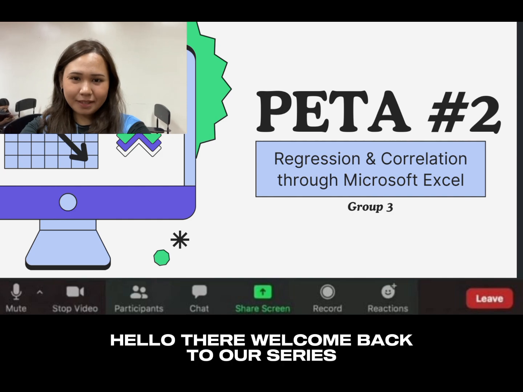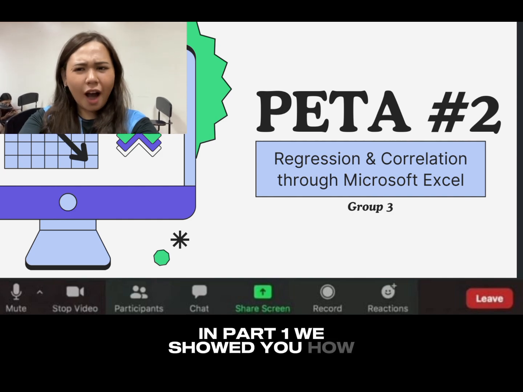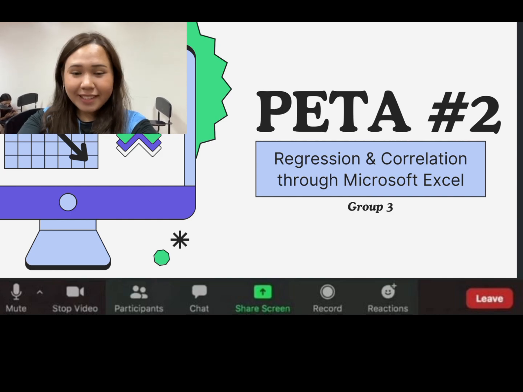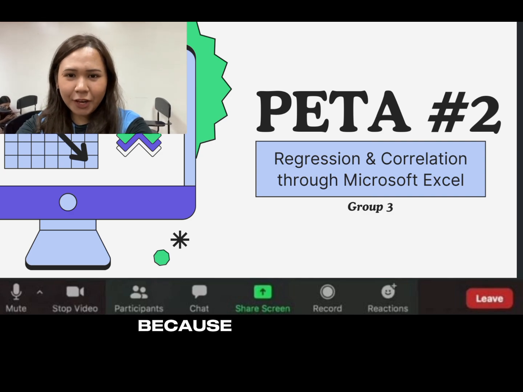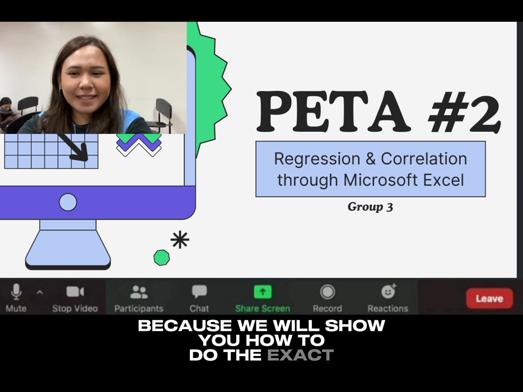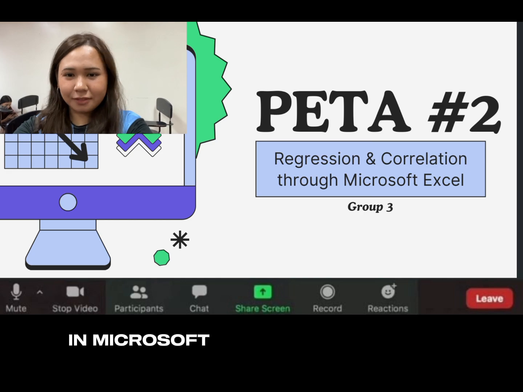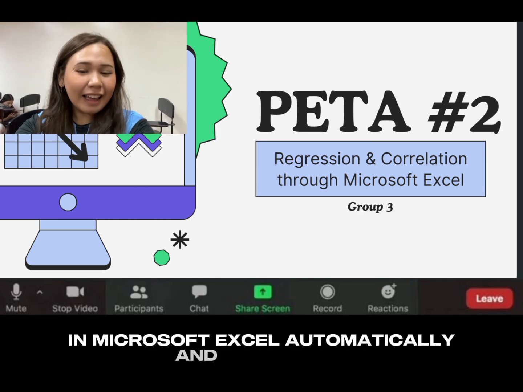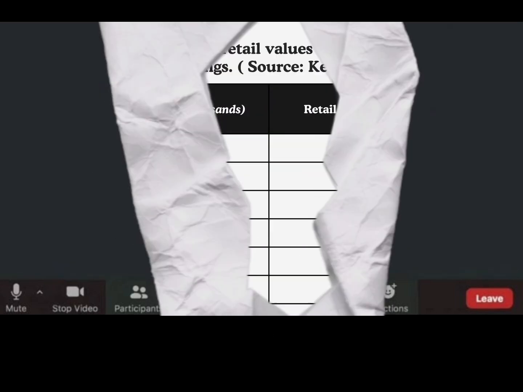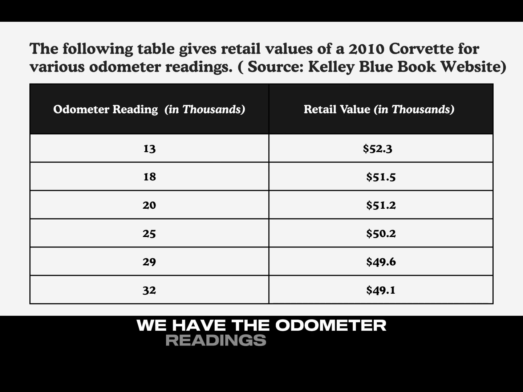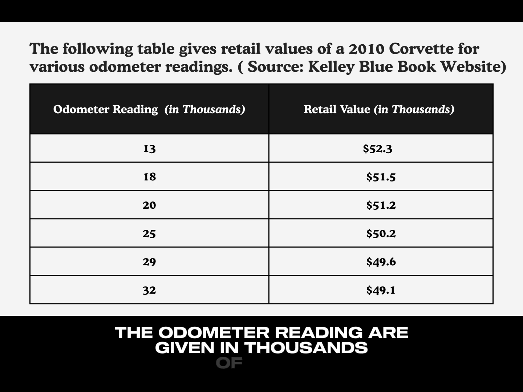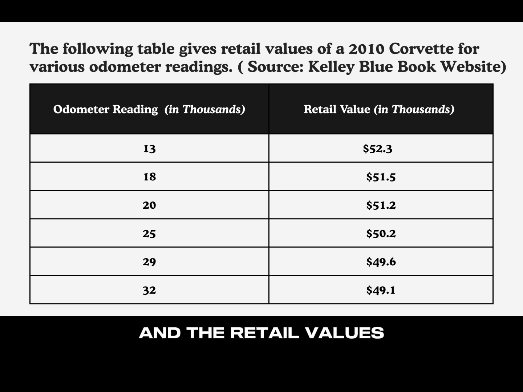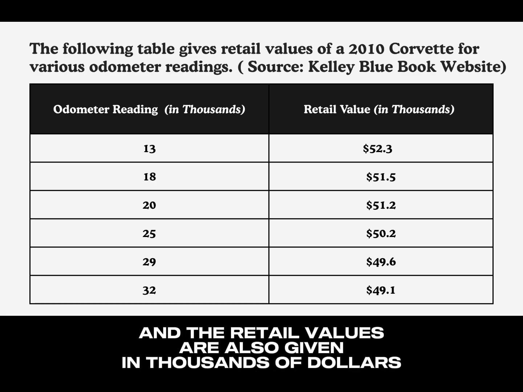Back to our series. In part 1, we showed you how to compute everything manually. Now, we're in part 2, wherein we will make things easier because we will show you how to do the exact same process in Microsoft Excel, automatically and efficiently. Here, we have the odometer readings and the retail values of a 2010 Corvette. The odometer readings are given in thousands of miles and the retail values are also given in thousands of dollars.